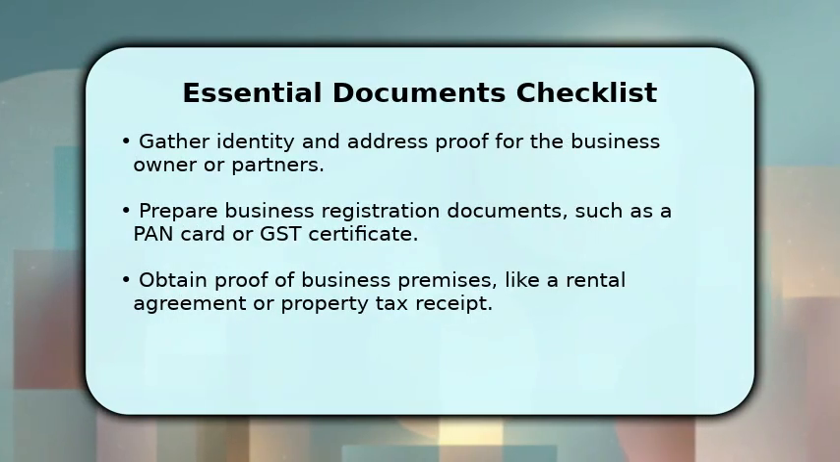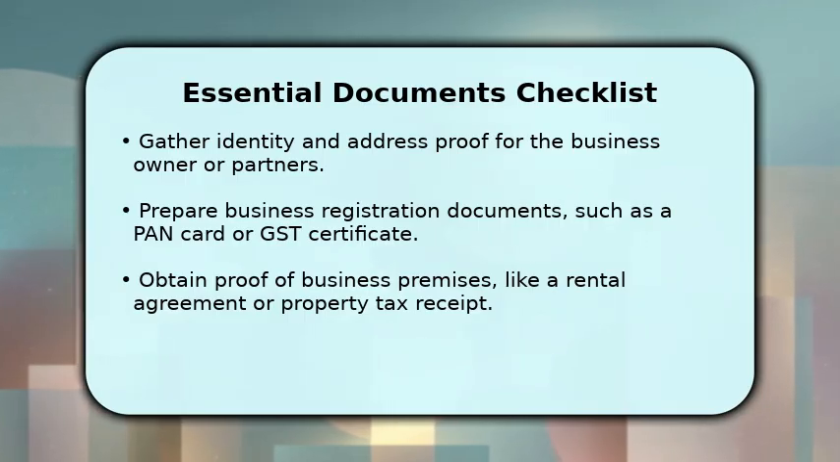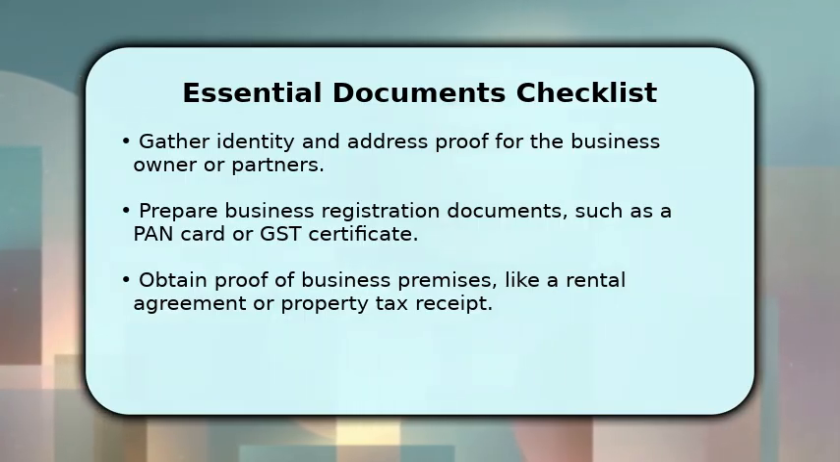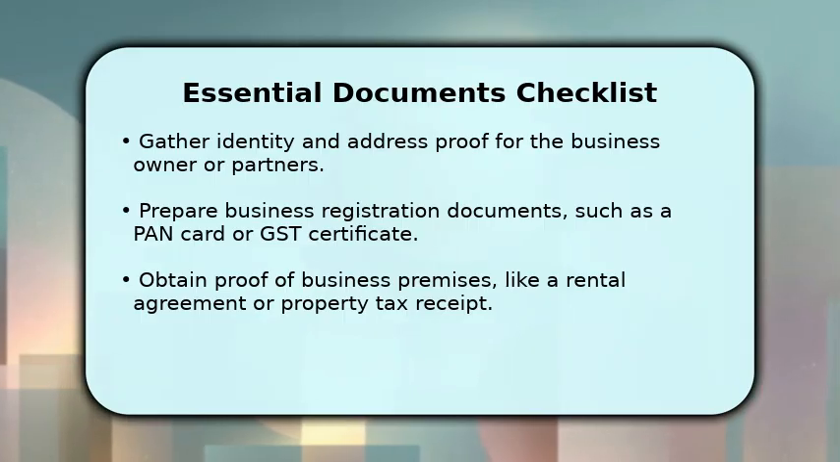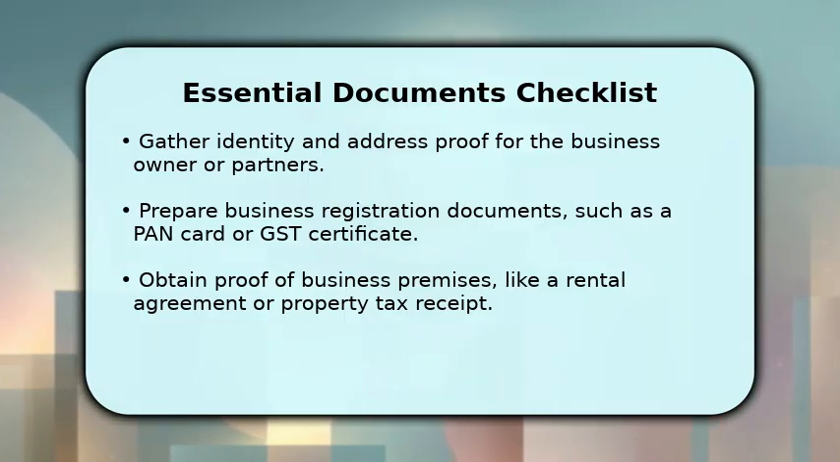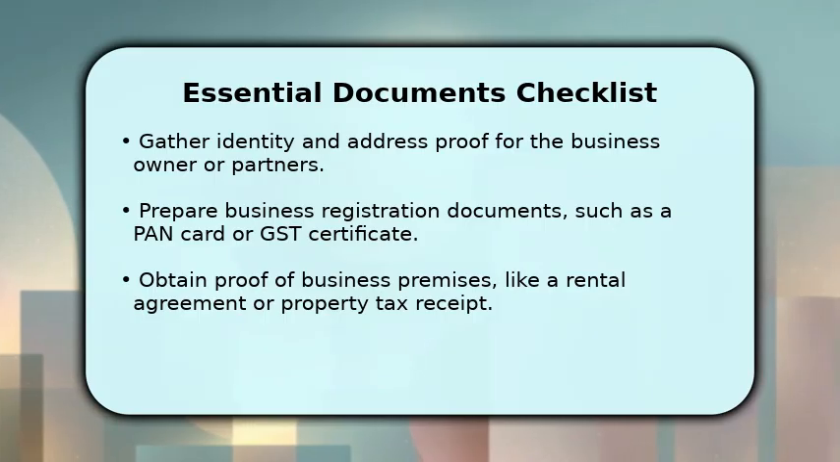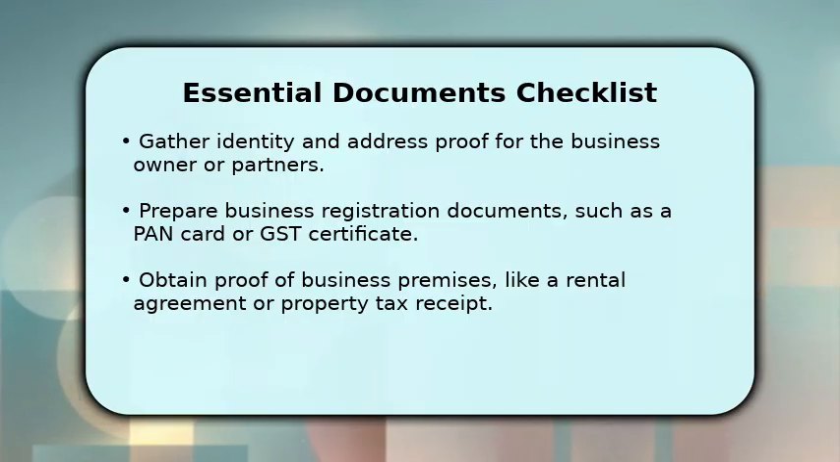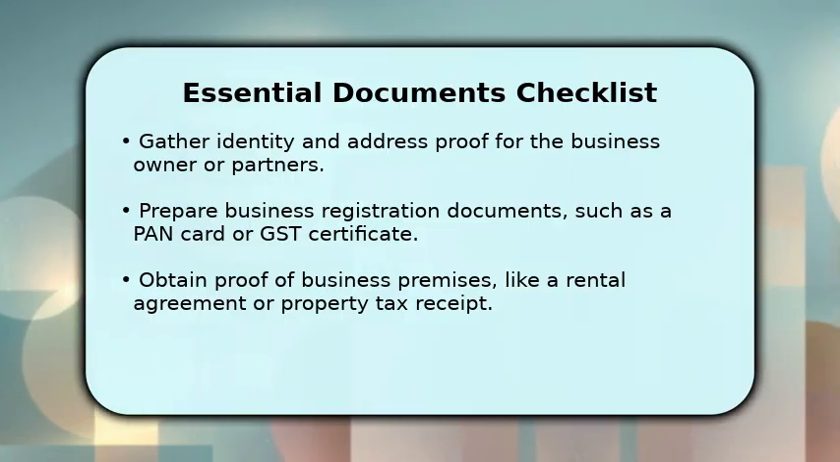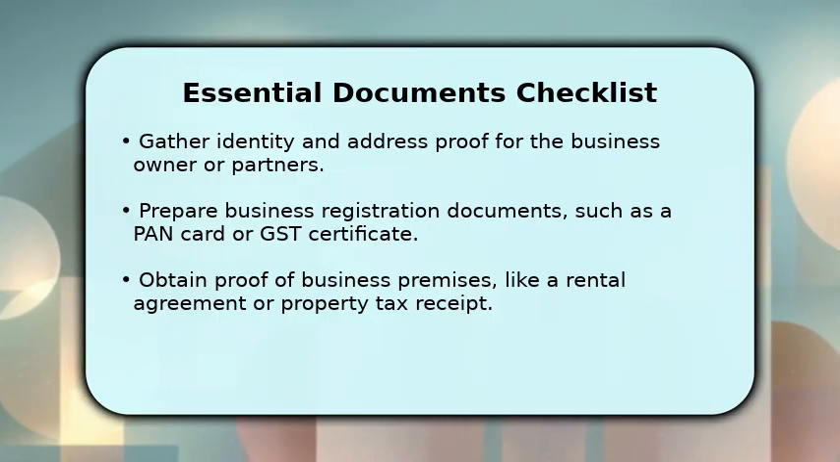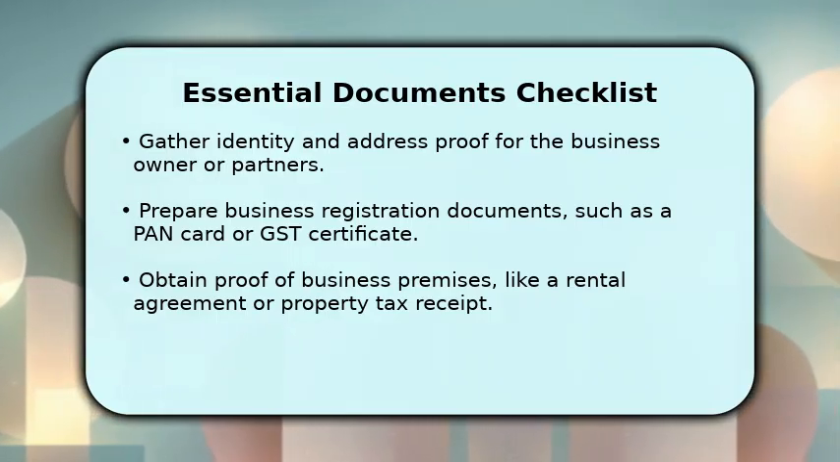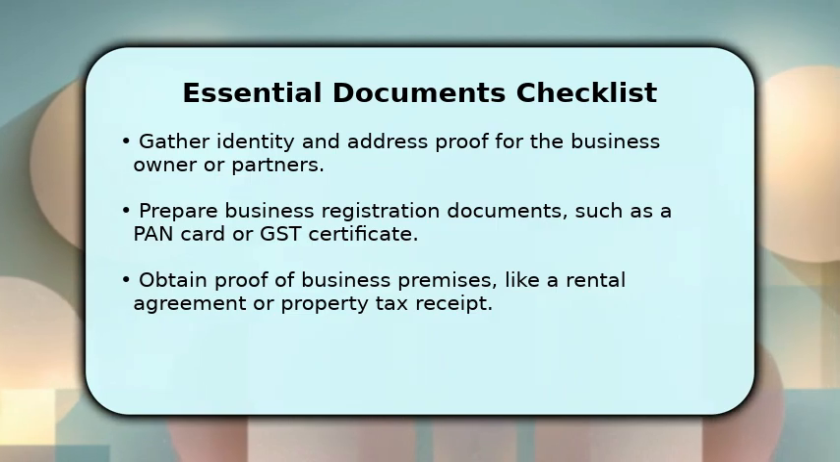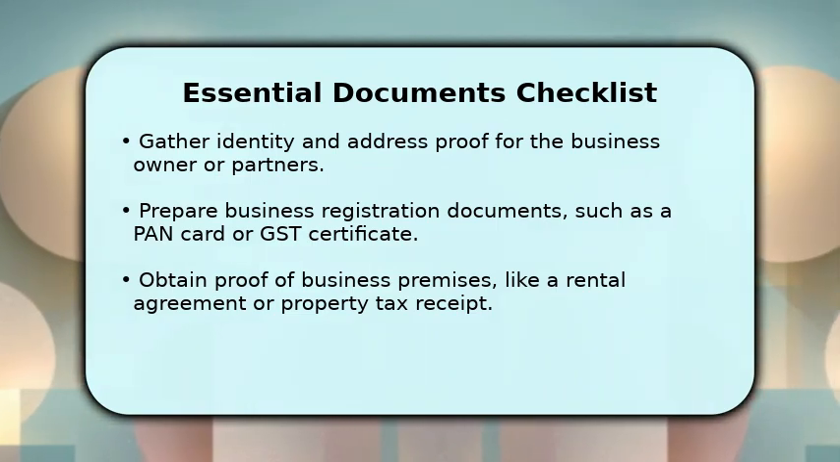Before starting your online application, it is vital to have all your documents ready. You will need identity and address proof for the owner, such as an Aadhaar card or passport. Business-related documents like your permanent account number or goods and services tax registration are also essential. Don't forget proof of your business location, like a utility bill, and any required no-objection certificates from departments like fire or pollution control. Clear, scanned copies are usually required for upload.